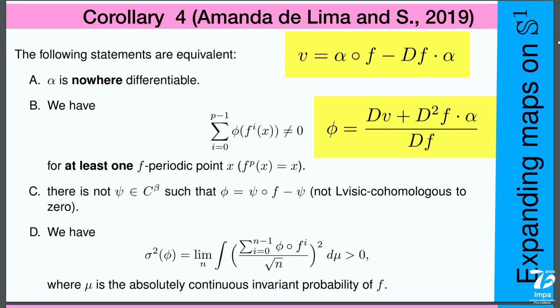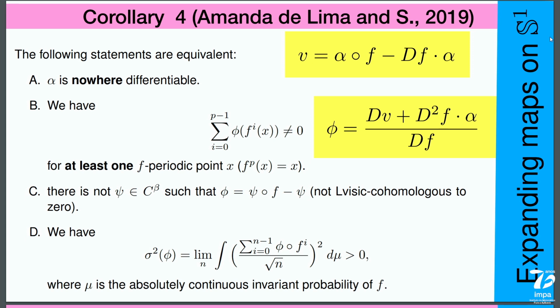And this is a little more technical. I'm not going to explain everything, but these four statements are equivalent. If you know something about multi-ergodic theory, you probably saw that B, C, and D are equivalent. And it turns out that alpha is nowhere differentiable if and only if this finite sum is different from 0 for some periodic point. If you find just one periodic point where this sum is different from 0 for this observable phi, then automatically alpha is nowhere differentiable. So this is a checkable condition.